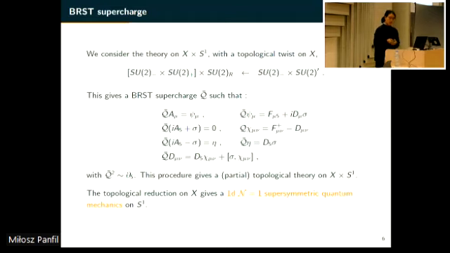From this, we can say that this procedure gives you a partially topological theory on X cross S1: a topological theory on X, and we have dynamics in the S1 direction. The topological reduction on X gives you a 1D supersymmetric quantum mechanics with one supercharge that I will call N=1. Sometimes this supersymmetric quantum mechanics is said to have 1D N=1/2, but in this notation, I will just use N=1 here.